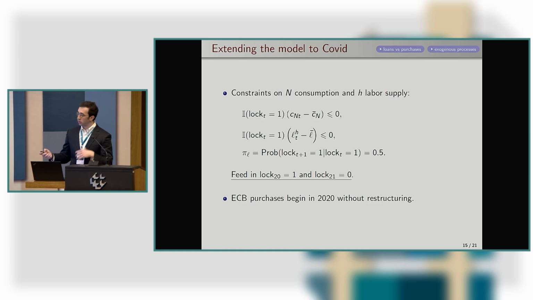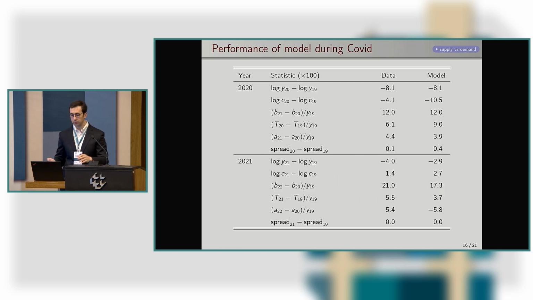We choose, based on forecasts made in April of 2020, an expected duration for these lockdowns of around 2 years. And then we feed in the realized shocks, that there were lockdowns in 2020, but not in 2021. Finally, we let the flow of purchases begin in 2020 without there being a restructuring in that year. All right, so then we tune these parameters so that the model hits this exactly, and then the fall in non-tradable consumption exactly.